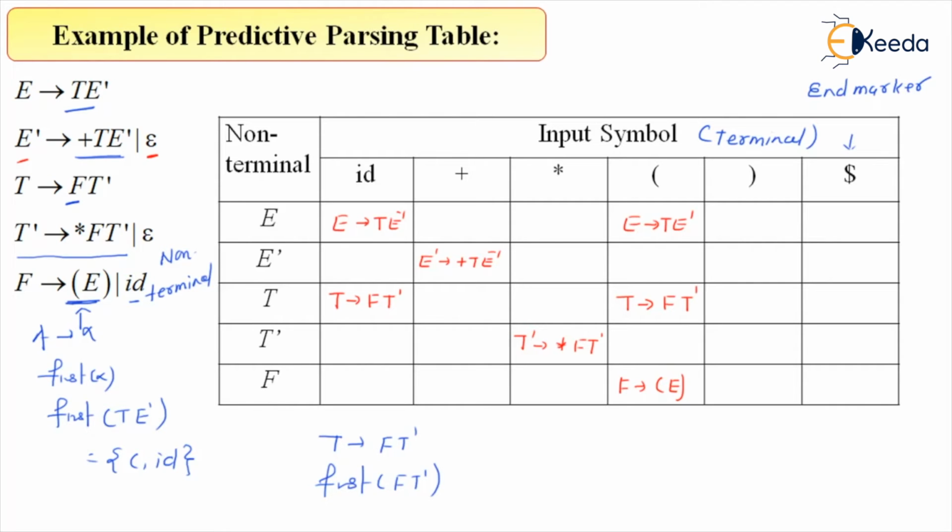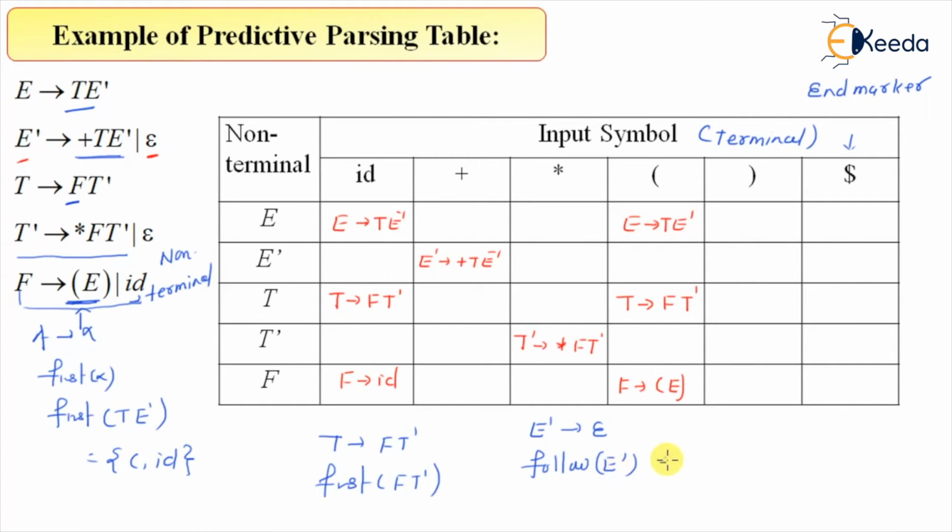The last one is F derives id. So for this F derives id, the first symbol is directly id, so I can write here F derives id. Now we are left with E' derives epsilon. Where will it go?